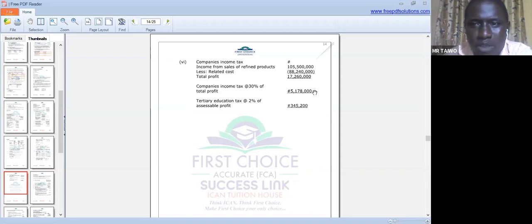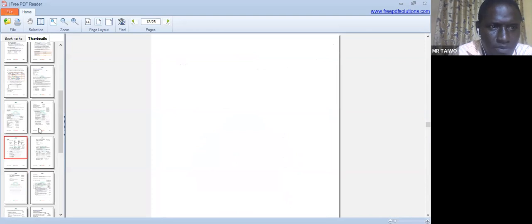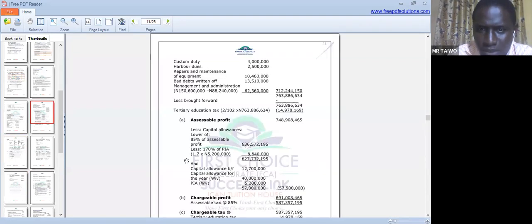That would now be 5,178 million. What is the education tax? That will be 2% of 17,260, which is 345. Now, these are what they will pay under company income tax. So you now say 5,178 and 345,200. If you now have that, you now bring it here.